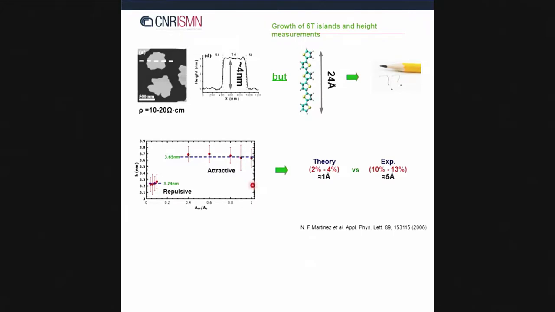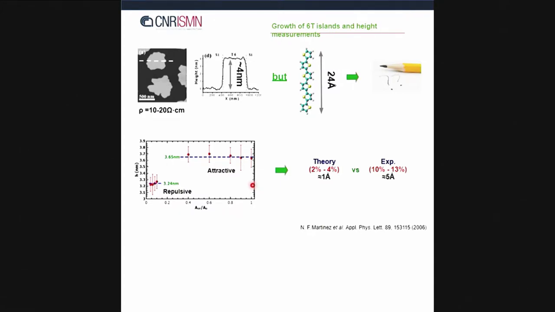In addition, we did some measurements by using the attractive and repulsive regimes in tapping mode for measuring the height of your sample. And the island height changed by roughly 5 angstrom. That is too much with respect to the theoretically expected one.